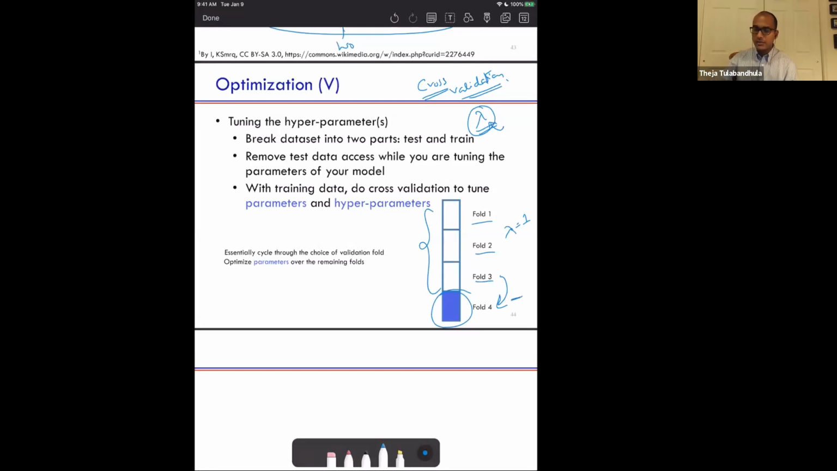I just wanted to put that as part of optimization, because in the previous slides we saw optimization of the differentiable parameters, so let's say W and B. In this slide, we're just saying that you can also optimize for discrete parameters like lambda. We're calling them hyperparameters here.